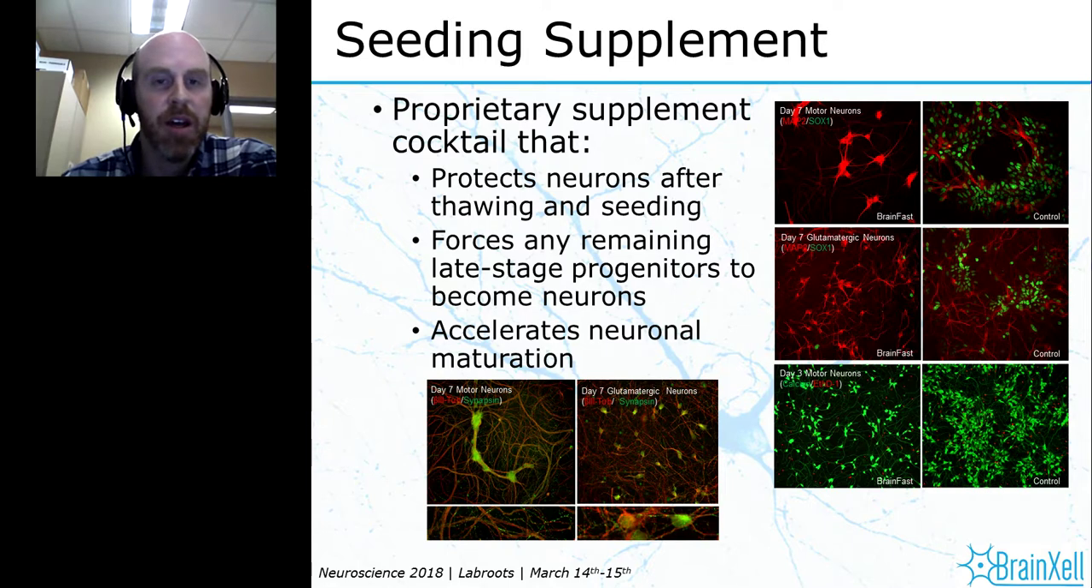I'll just mention this quickly, but we and others have developed specialty supplements that assist with keeping neurons alive after thawing and also making sure that the progenitors convert, if there are any remaining late stage progenitors, that they all become neurons and that those neurons accelerate rapidly.